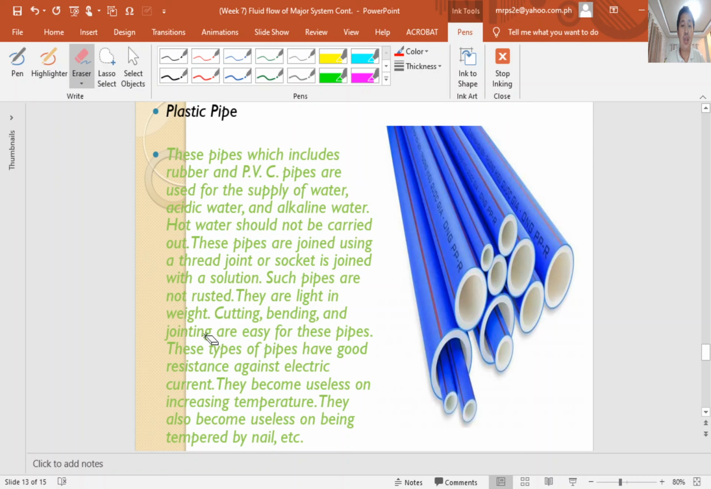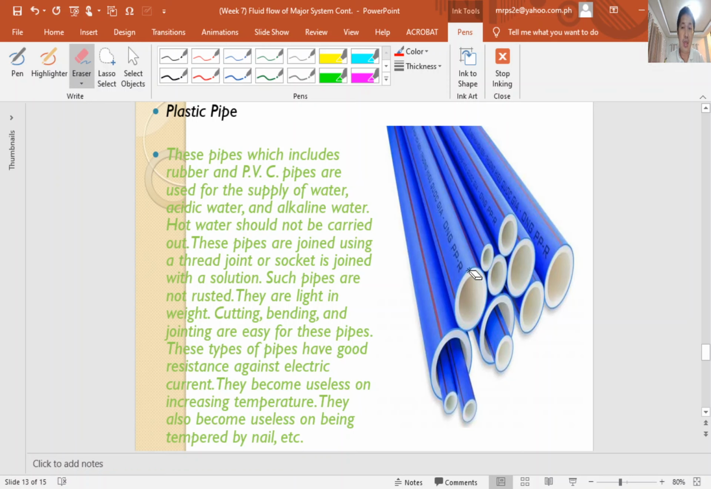Such pipes are not rusted. They are light in weight. Cutting, bending and jointing are easy for these pipes. These types of pipes have good resistance against electric current. They become useless on increasing temperature. They also become useless on being tampered with by a nail, etc.